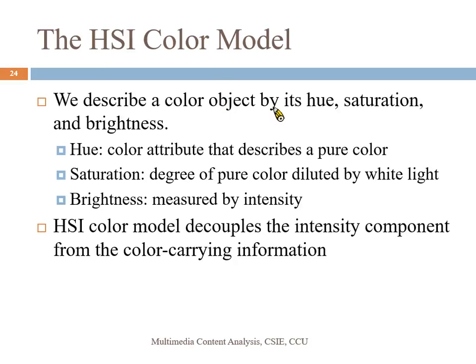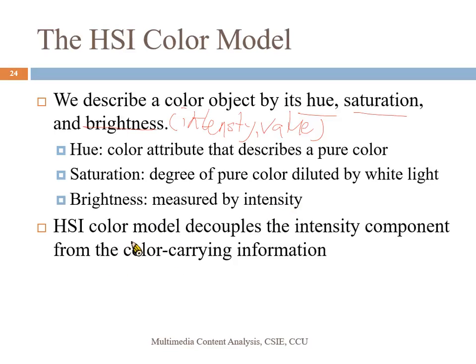So we describe a color object by its hue, saturation, and intensity, or sometimes we call it brightness. Intensity, or brightness, or value are basically all the same. They all mean the intensity of light. As we mentioned above, hue is the color attribute that describes a pure color. Saturation is the degree of pure color diluted by white light, and the brightness is basically the strength of light. And an HSI color model.